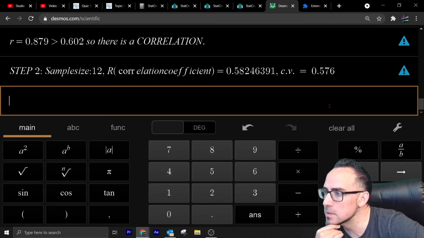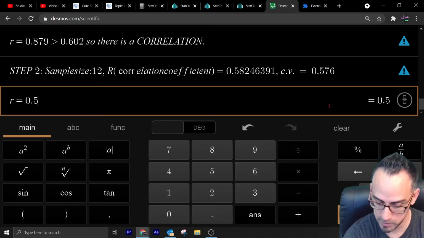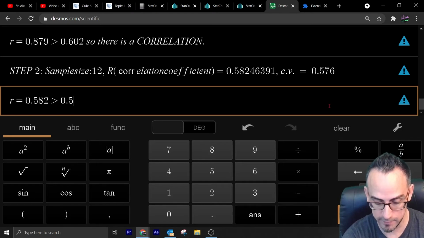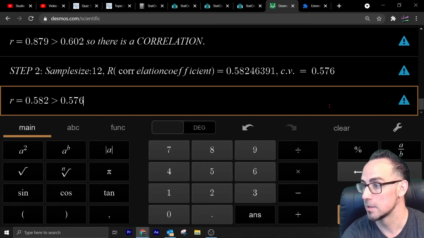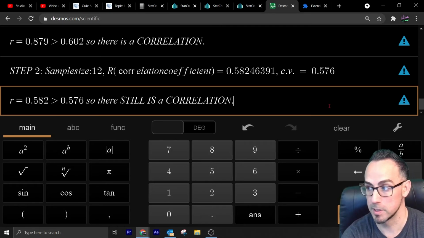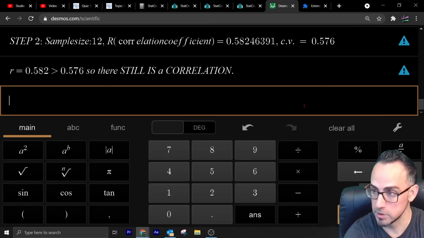Wow, it's still correlated. Look at that. R is equal to 0.something. It was a close one. That's greater than 0.576. So there still is a correlation. Nothing changed. The point was not influential. That's your step 3.